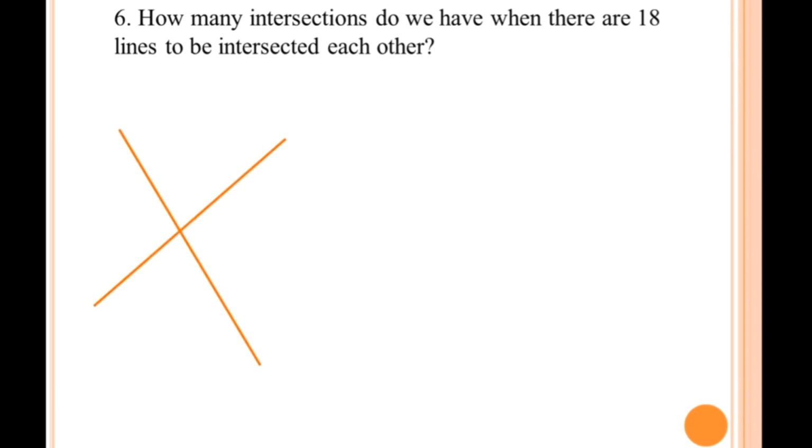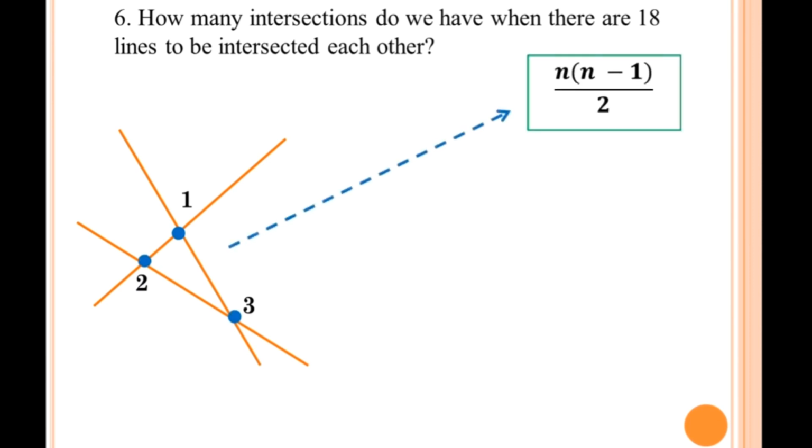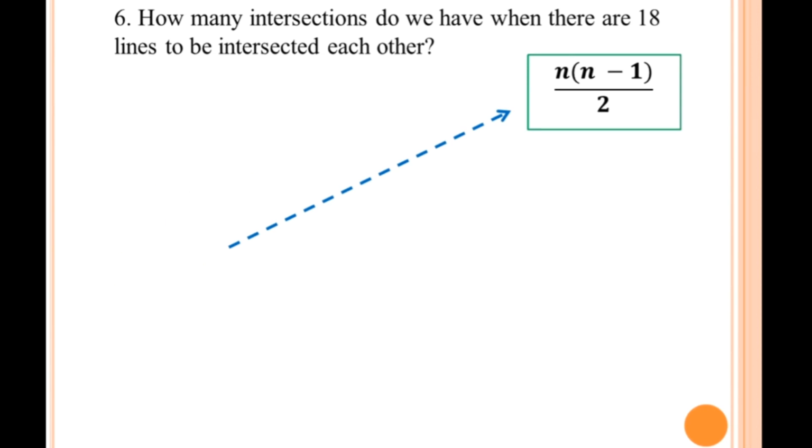If we have 2 lines, the number of intersections is 1. If we draw another line, the number of intersections becomes 3. So, using this formula, let us try to check whether this formula will satisfy the given figure. Okay, so again, we have two lines.